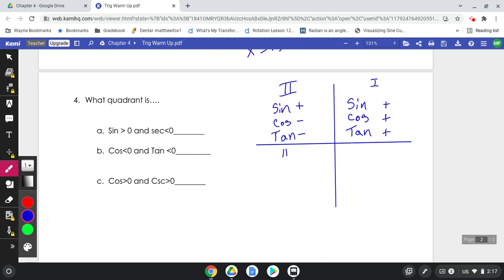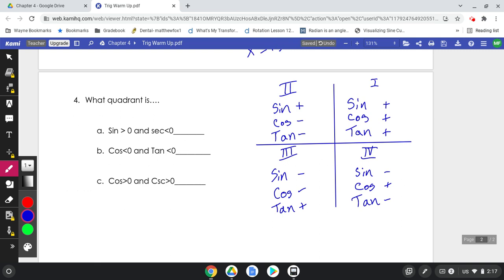So next, quadrant 3, sine is negative now, cosine is still negative, tangent is positive. And then finally, quadrant 4, this one is sine is still negative, cosine is now positive, and tangent is negative.